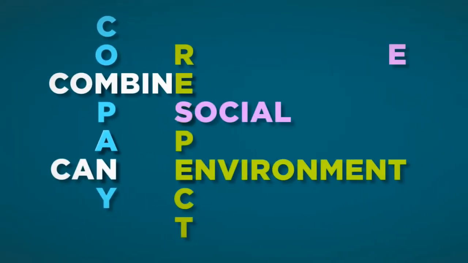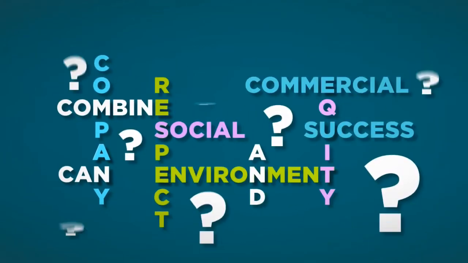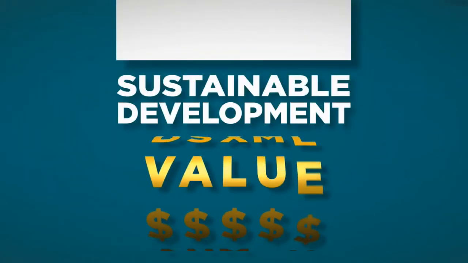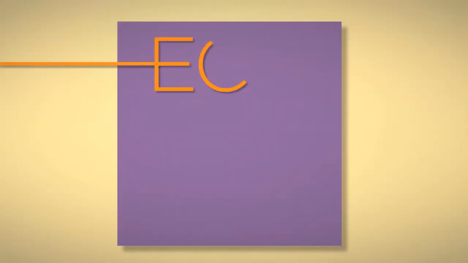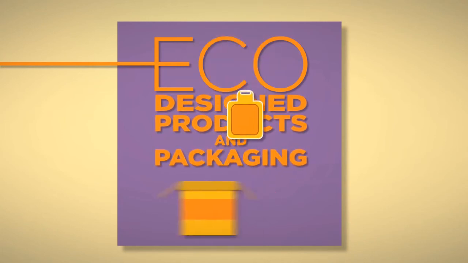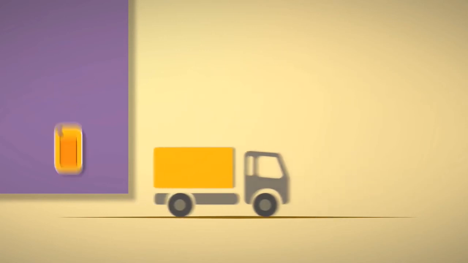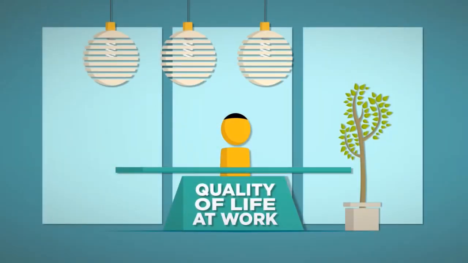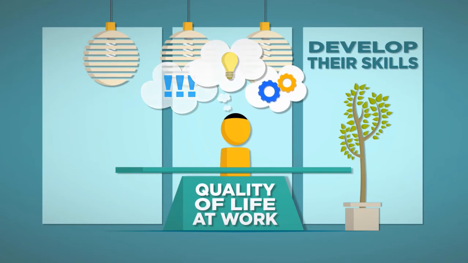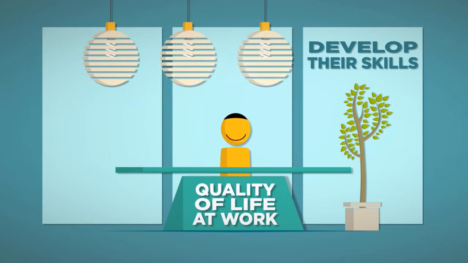Now, are you wondering whether a company can combine respect for the environment, social equity, and commercial success? Well, the answer is yes. Not only that, but sustainable development creates value. Here's how. Upgrading production tools to use less energy and water is good for the environment and for the pocketbook. Offering eco-designed products and packaging that use just what's necessary saves materials and reduces shipping costs. Paying attention to employees, improving their quality of life at work, and helping them develop their skills all serve to strengthen their engagement. And stronger employee engagement means better overall performance.